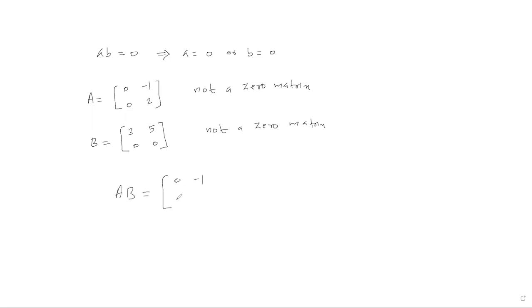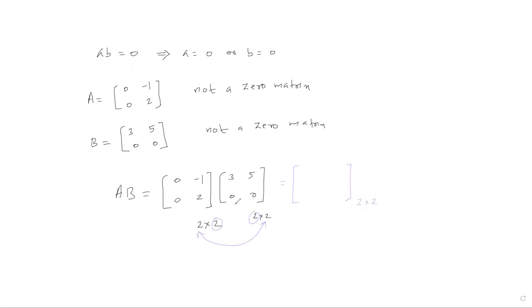0 minus 1 0 2, 3 5 0 0. Let's look at the order. 2 by 2, 2 by 2. Number of columns of the first matrix is the same as the number of rows of the second matrix. Yes, it is. You can multiply, and whatever answer you get will be of order 2 by 2.